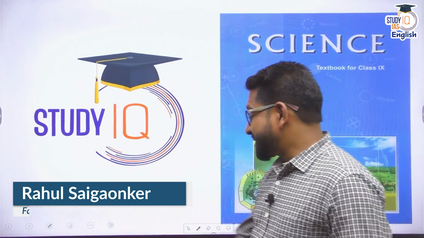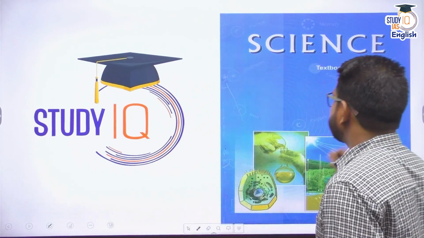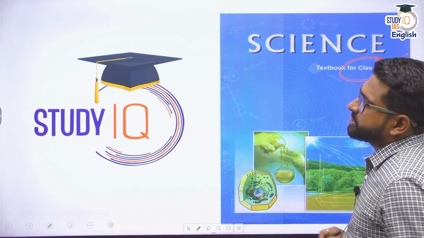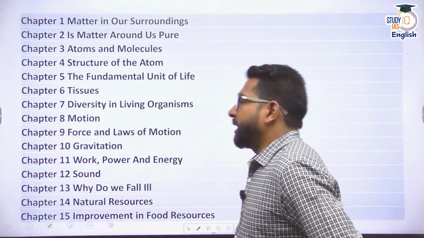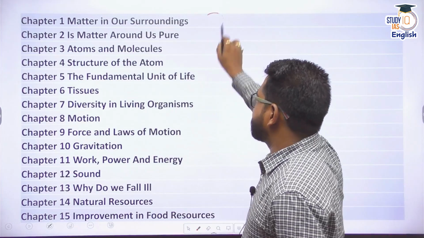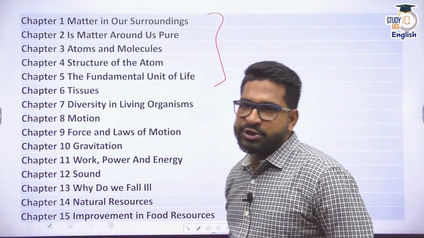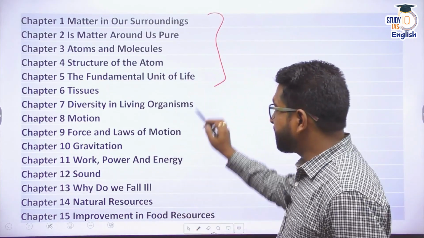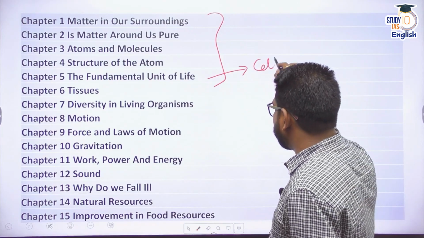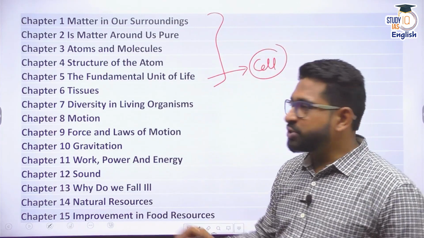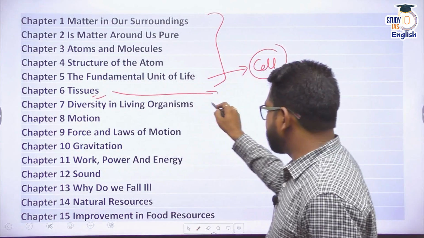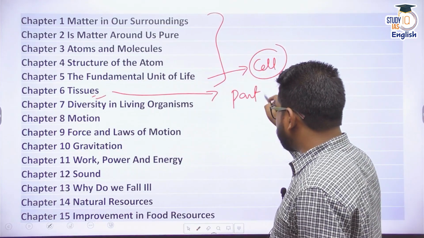We are in the discussion of the class 9 science NCERT textbook. We are doing a chapter by chapter analysis. Until now, we have completed the first 5 chapters. That means some knowledge of chemistry has already been gathered. In chapter 5, we discussed the cell. And today's discussion is about chapter 6. In fact, this is part 2 of chapter 6.